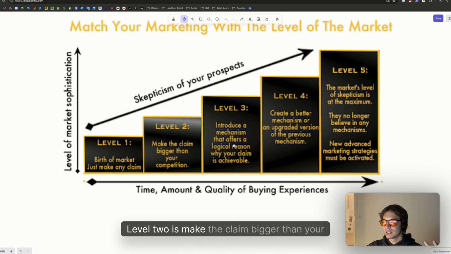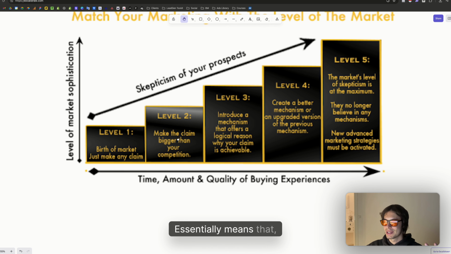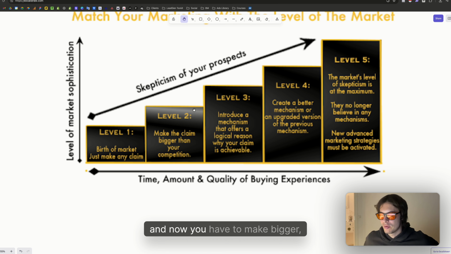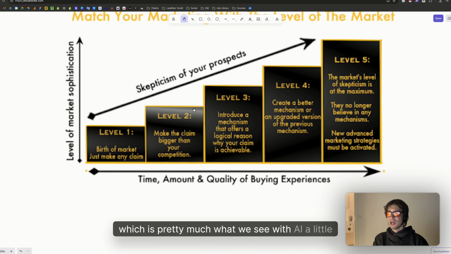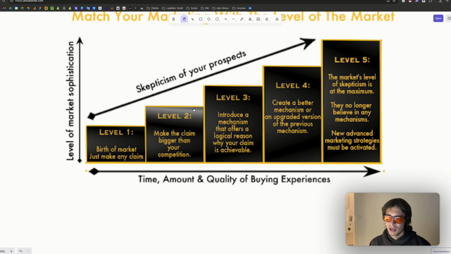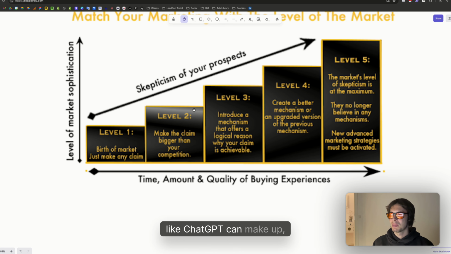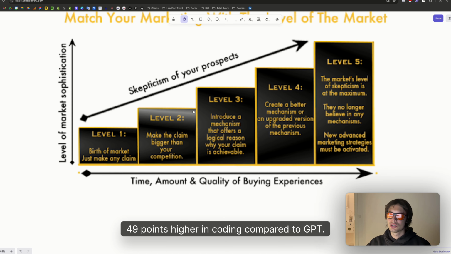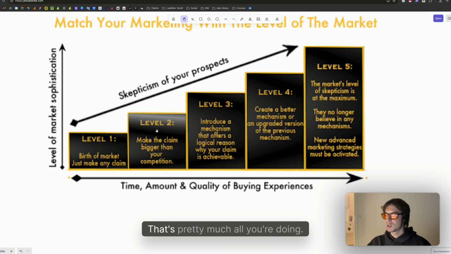Level 2 is making the claim bigger than your competition. It essentially means the market is already there. Someone is already making the claim, and now you have to make it bigger, which is pretty much what we see with AI a little bit. ChatGPT can make a picture in 7 seconds, whereas Gemini takes 9 seconds. Or Claude can score 49 points higher in coding compared to GPT. So you just make your claim bigger. That's pretty much all you're doing.